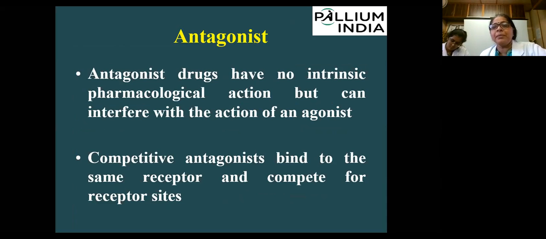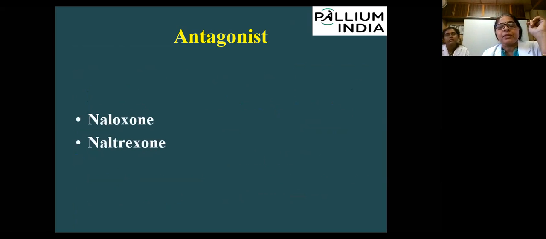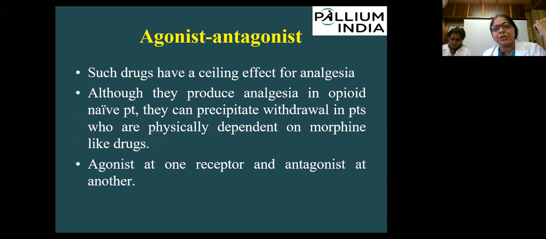So what do we mean by antagonists? Antagonists are drugs which have no intrinsic pharmacological action, but they go and interfere with that agonist. So they compete. They go and bind to those receptors. They compete for those receptor sites. Next slide, please. So these are the antagonists, and we use naloxone when we want to reverse the effects of morphine. Naltrexone is also used for constipation.